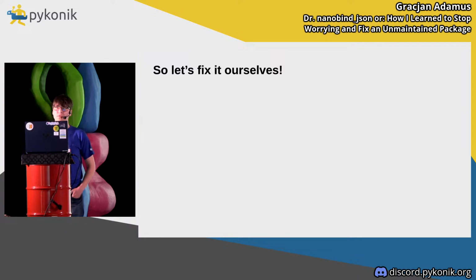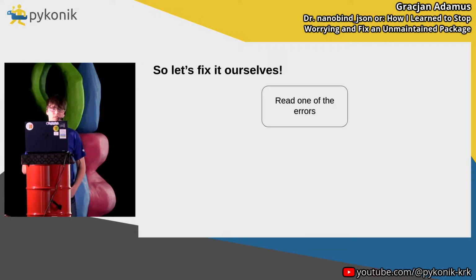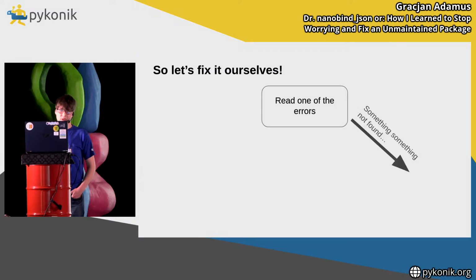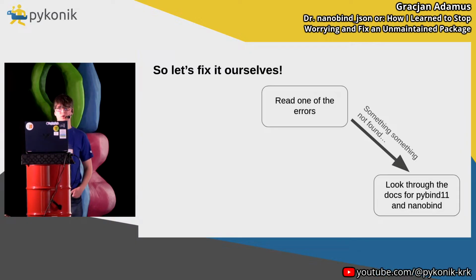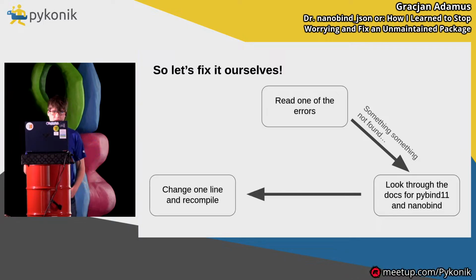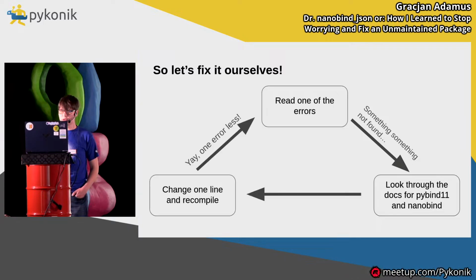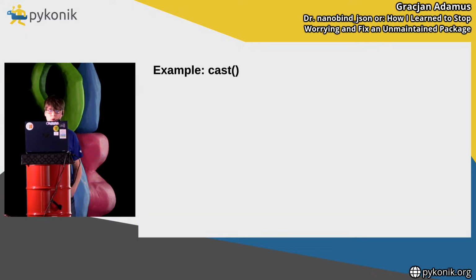And the process was relatively simple, at least at the beginning. I just read one of the 400 errors. I mean, less. It was 400 lines, not necessarily 400 errors, which probably says something, not found, couldn't do something, la, la, la. I then go looking through the documentation for pybind11 and nanobind to find the equivalent functionalities. Then I change that one line and recompile, and hopefully there will be one error less. And to give you an example of that, we'll look at two sets of functions.